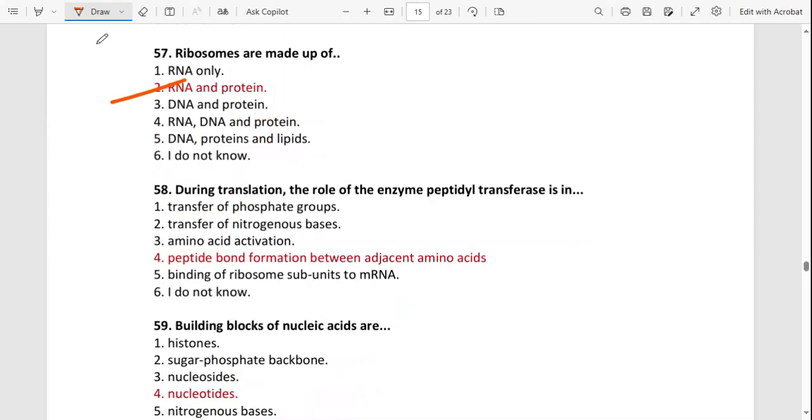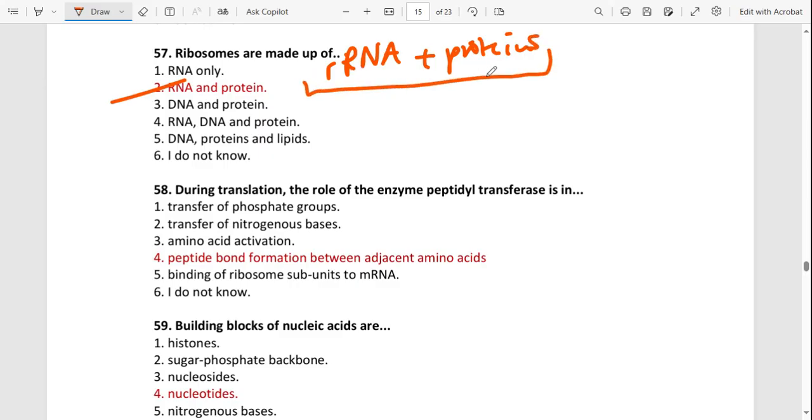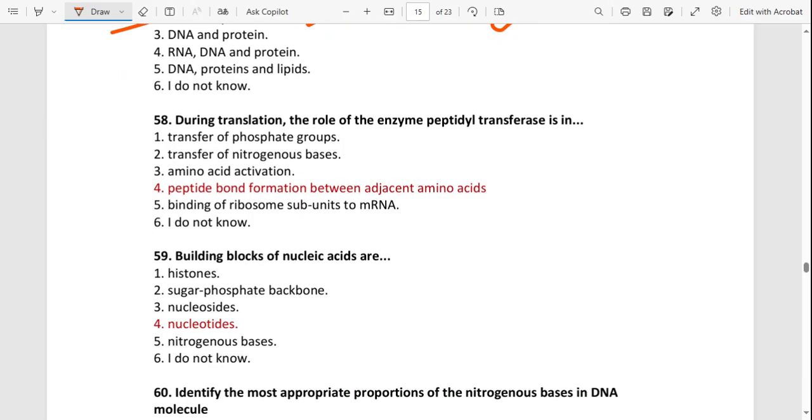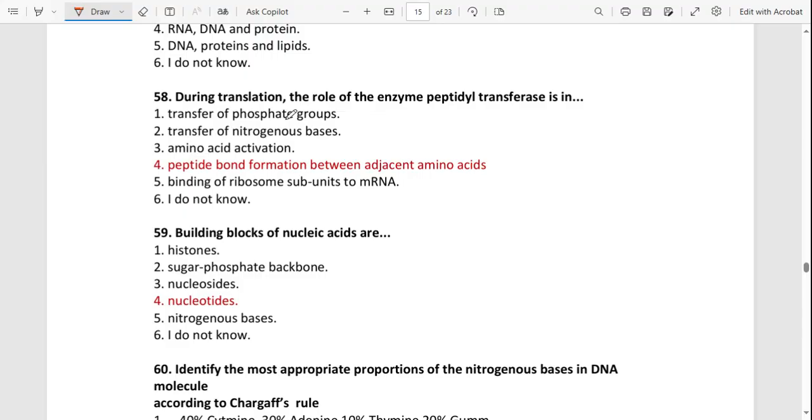Ribosomes are made up of RNA, specifically rRNA, and proteins. This is what makes up a ribosome. So I've got the small ribosomal subunit and the large ribosomal subunit, those coming together with the rRNA to form a ribosome.